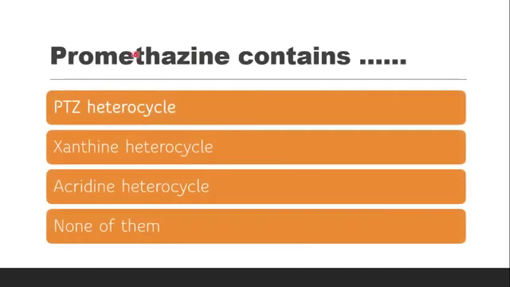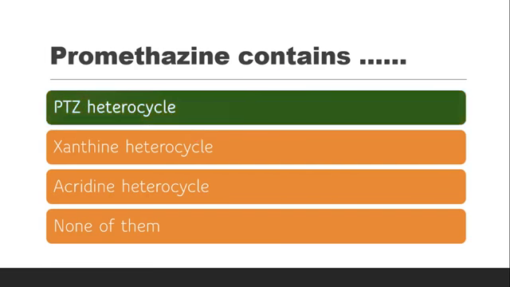Next question is, promethazine contains which of these heterocycle? Whether promethazine contains PTZ heterocycle, whether it contains xanthine heterocycle, whether it contains acridine heterocycle, or none of them. The correct answer is, it is PTZ heterocycle, that is phenothiazine heterocycle.